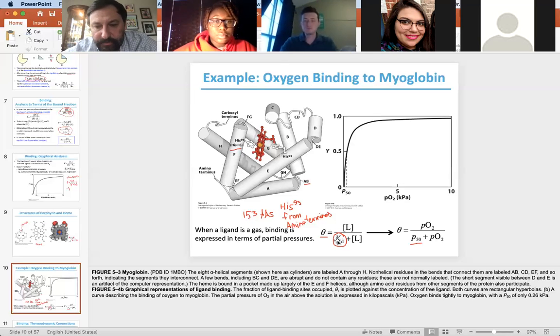So just take KD out, put the ligand in, and what do you get? You get 1/2, right? Can you see that? Yes. So the P50 is the same thing. It's the pressure of oxygen at which half of the binding sites on heme have been occupied. Okay, I see it now. Thank you.